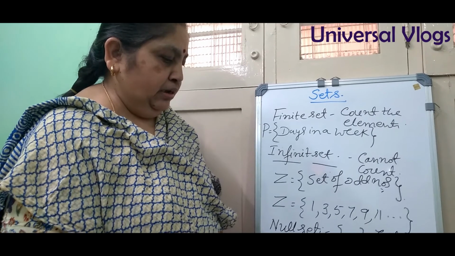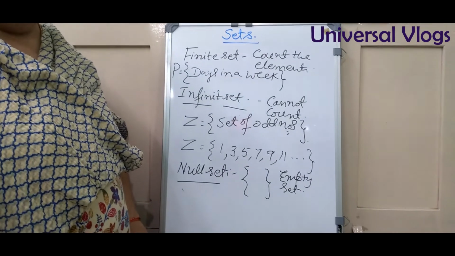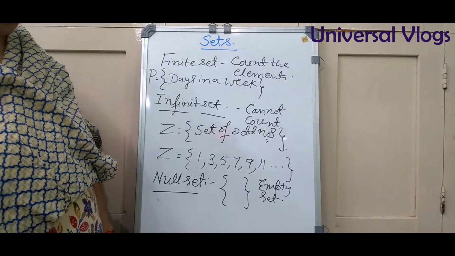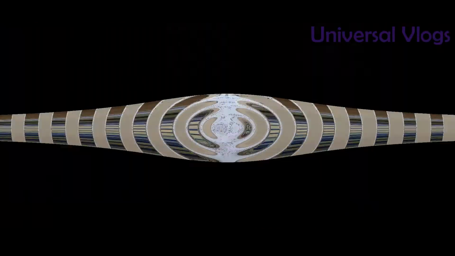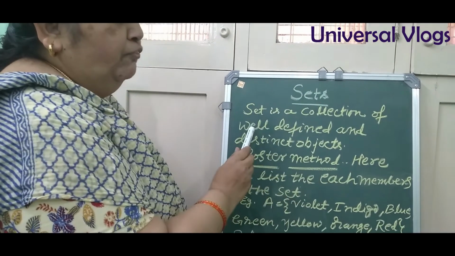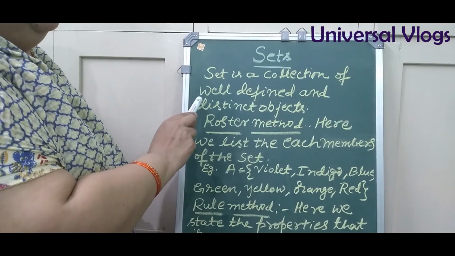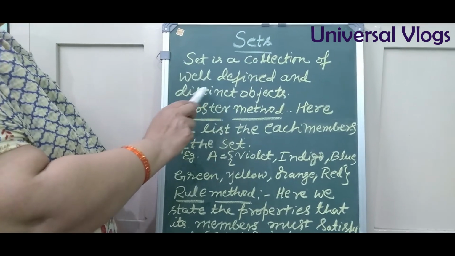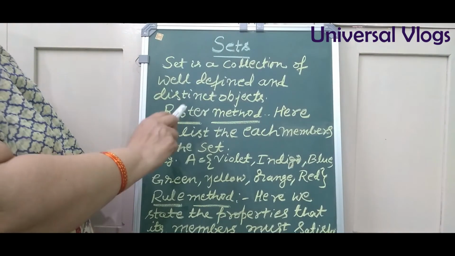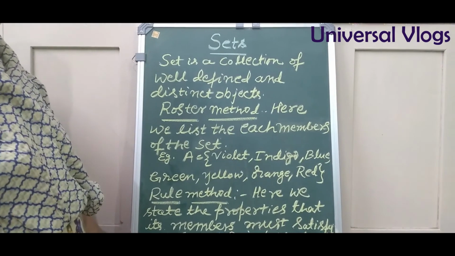Next we will consider further the other types of sets. I will tell you later on. Now let us summarize this. Whatever I have told you, let us summarize once again. A set is a collection of well-defined and distinct objects. I have told you in the beginning, it is a collection of well-defined and distinct objects, which means we can go on recognizing each and every element there. We can go on listing out the elements, or we can take the description of the elements also.